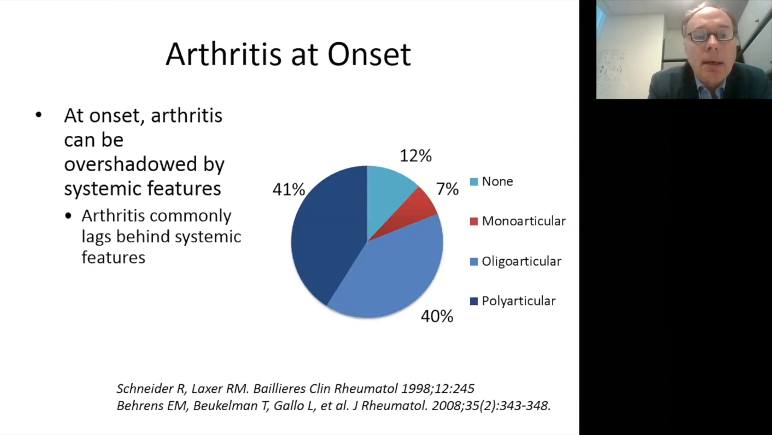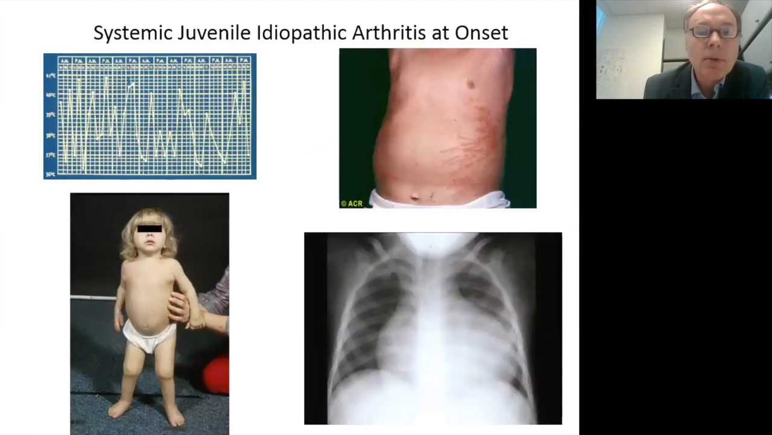Now, we use arthritis in the name of this disease. However, at disease onset, the arthritic component of systemic JIA is usually completely overshadowed by the systemic features. And in fact, in about 10–15% of the patients, we may not see arthritis at all during the first months of the disease. And these systemic features are shown here.